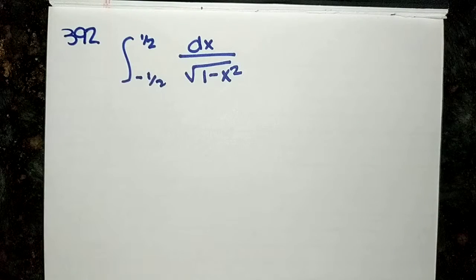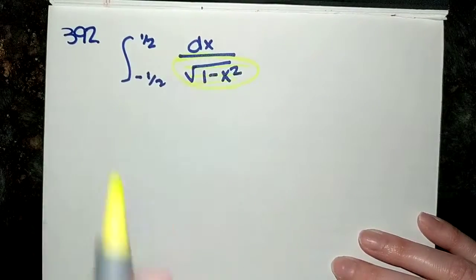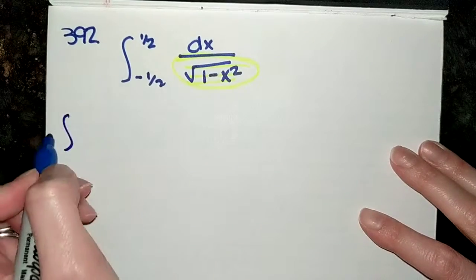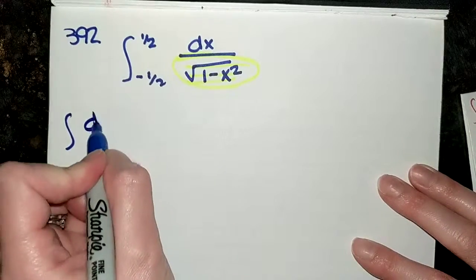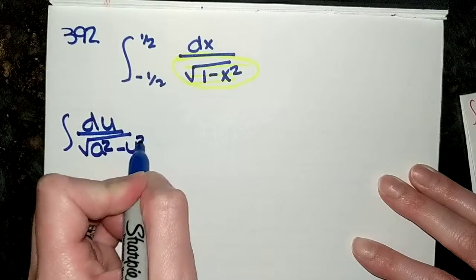So for this one, again, you look at the square root, and you notice that the square root of 1 minus x squared looks very similar to the derivative of arc sine. And so what we're going to have here is, if you're looking at your arc sine, you're trying to match it up. You want it to look like du over the square root of a squared minus u squared.